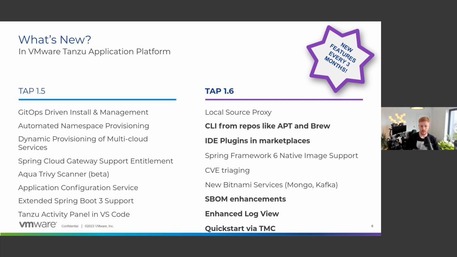And then the other three, which are in bold, because I'm going to show you what they actually look like, are enhancements to the software bill of materials. So this is something that's very closely linked to CVE triaging, CVE scanning. We've had software bill of materials for some time in the platform now, basically since 1.1. But we've enhanced how you can gain access to that, what formats are available, how you can ingest them into third-party tools, that kind of thing. We have an enhanced log viewer as well, and a quick start via TMC.